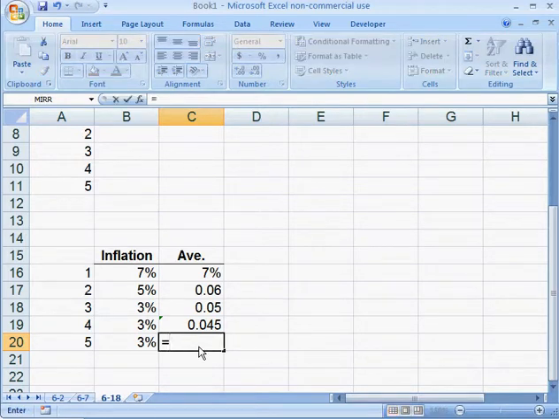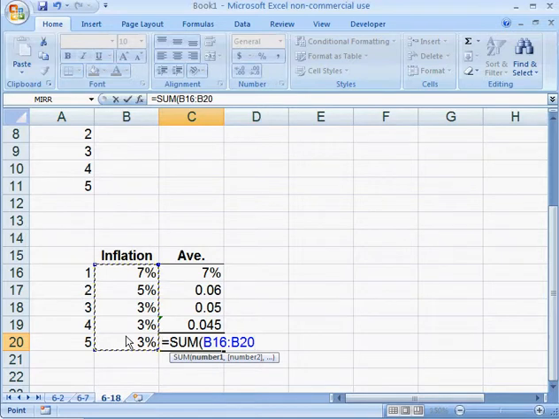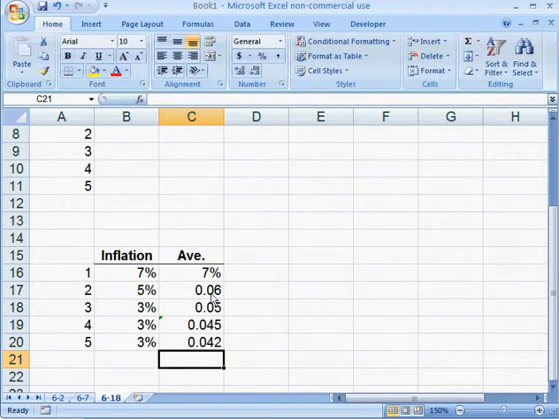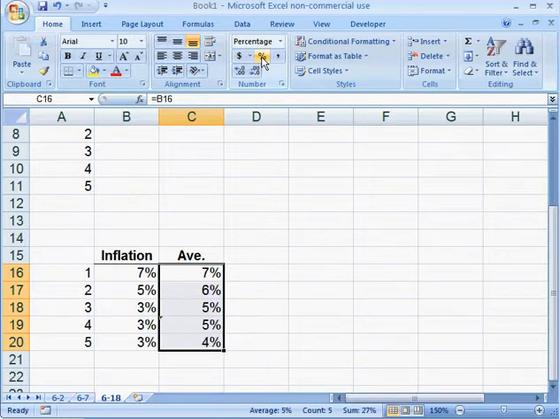And then for the fifth year, I'll take the sum of all 5 years, starting at the 7 and going all the way down to the 3% in year 5. So I've taken all 5 numbers, added them together, and then divided by 5. And inflation is now at 4.25%. I'm going to use the percent sign for all of those, and I'll give it 2 decimal places. So now we have the numbers of what the inflation would be for the average of each year.